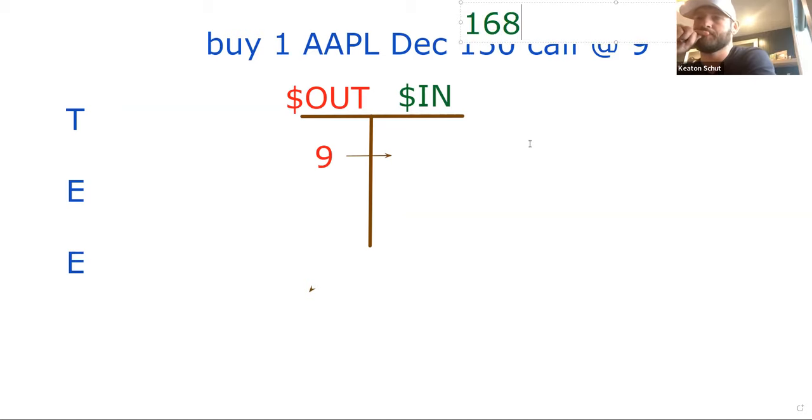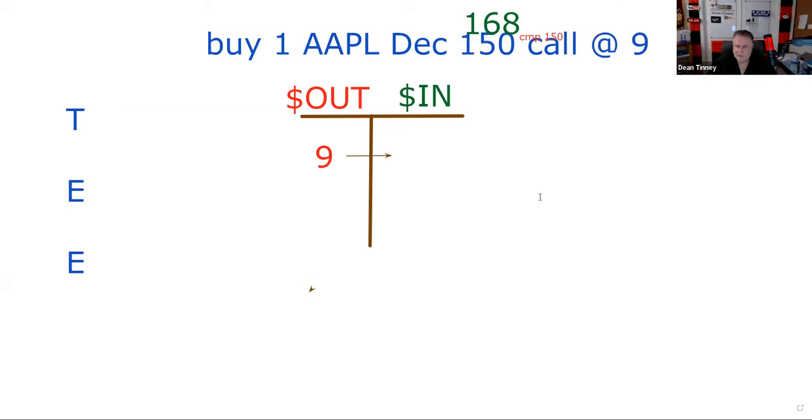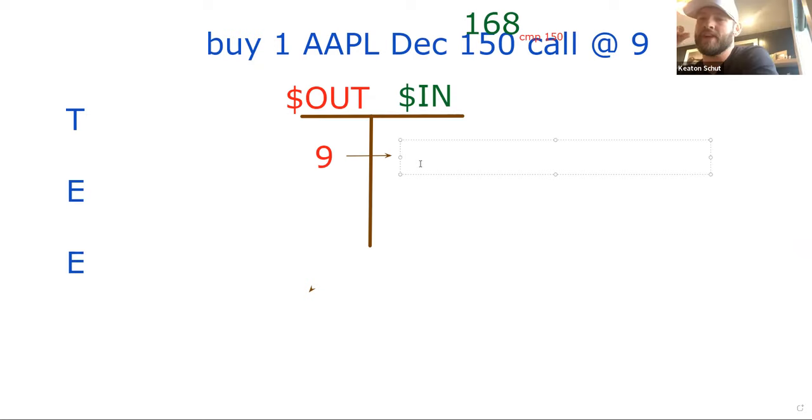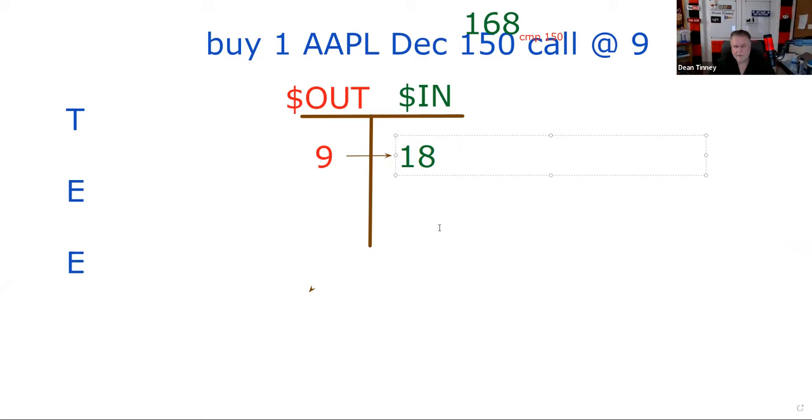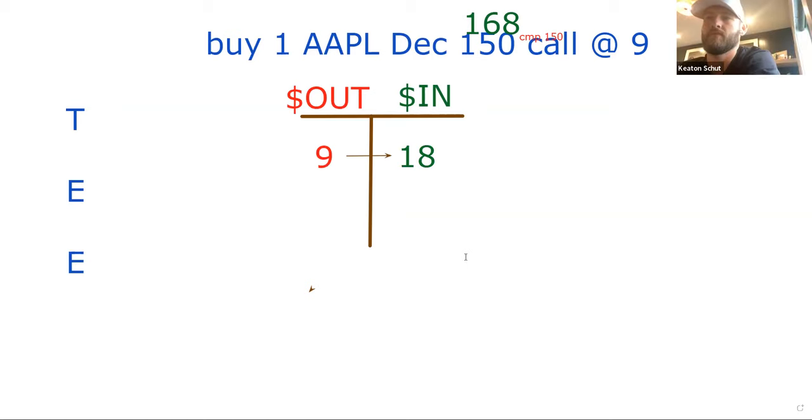So what is the intrinsic value of a 150 call with Apple at 168? Is it 18, or do you have to factor in the premium? This is where I think I get a little lost. Well, that's why we're doing this. So the value is already built in. So what is the gain or loss? I call you up as your broker and I say, hey, we bought a contract for nine. We sold it for 18. You doubled your money. That's a pretty damn good return.